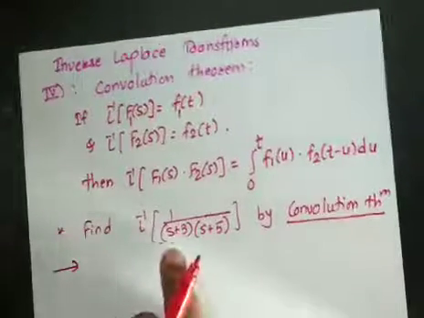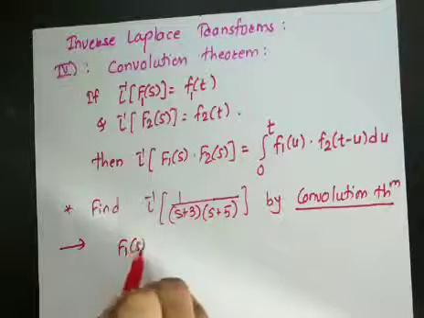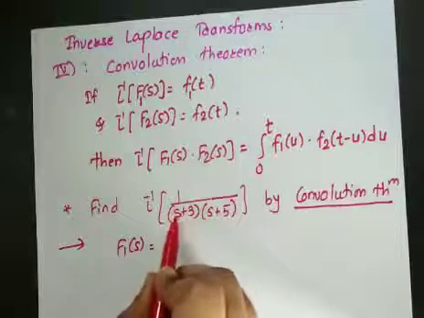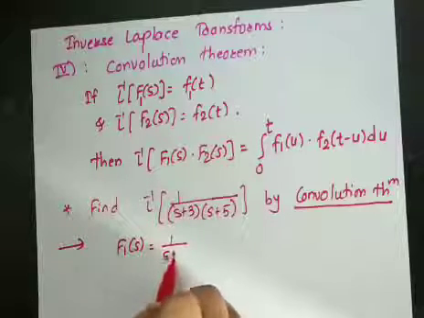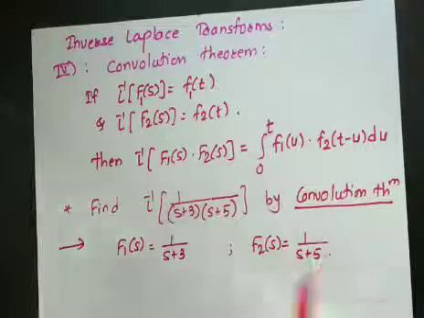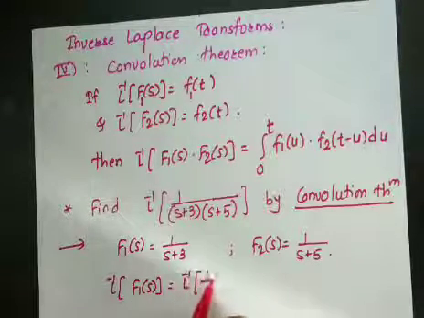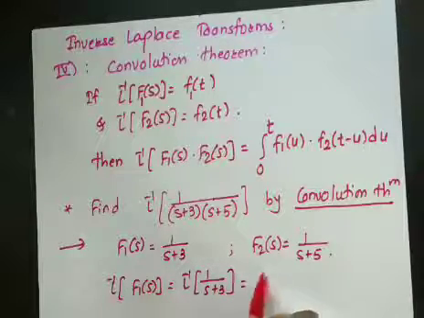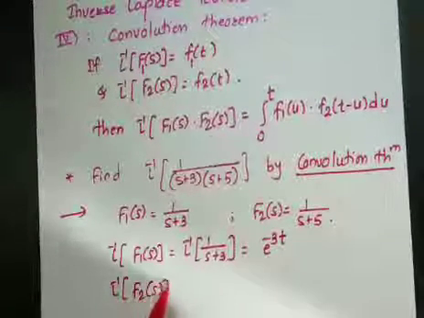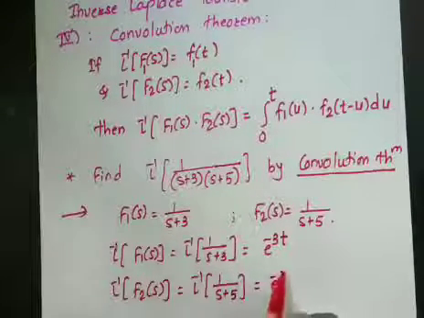So for convolution theorem there is a combination of two functions. We'll call them F1(s) and F2(s). This is a multiplication of 1 upon s plus 3 and 1 upon s plus 5. So one function we'll call F1(s) and the second function F2(s), that is 1 upon s plus 5. Then we have to find Laplace inverse of F1(s), that is Laplace inverse of 1 upon s plus 3, and it is e raised to minus 3t. Next we find Laplace inverse of F2(s), that is Laplace inverse of 1 upon s plus 5, which is e raised to minus 5t.